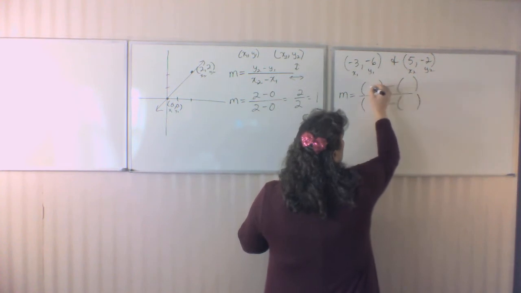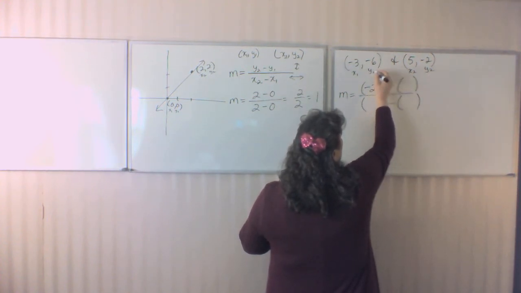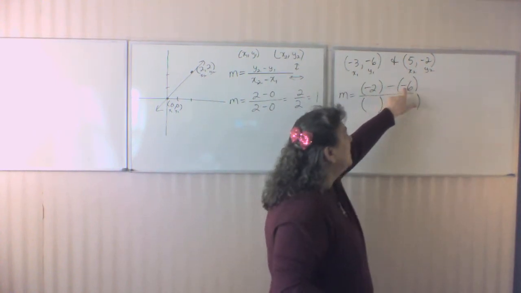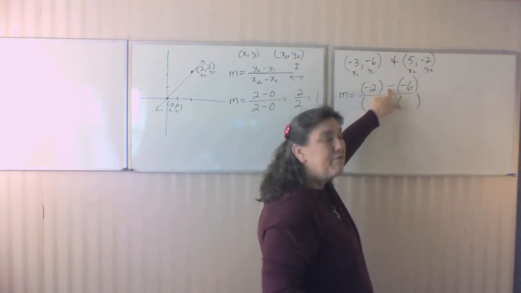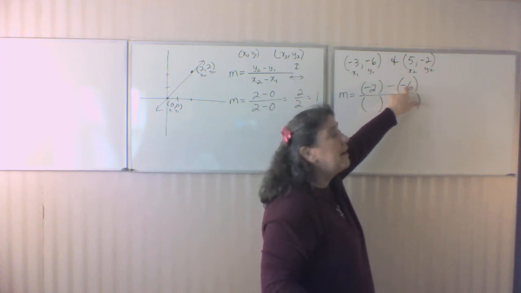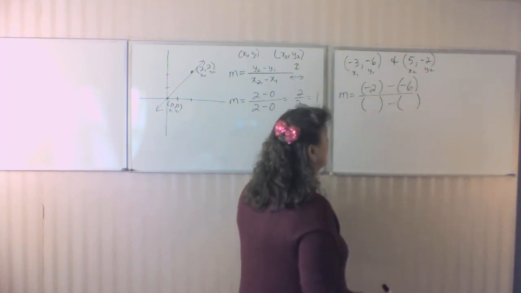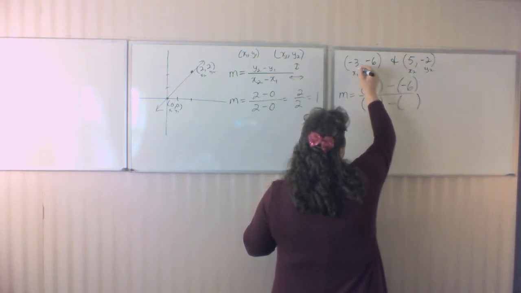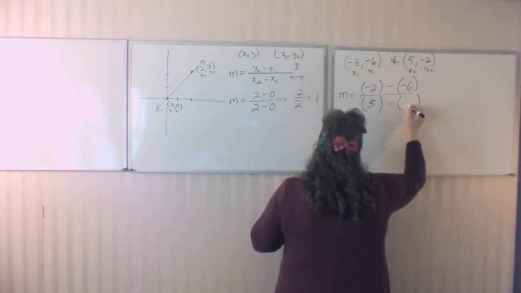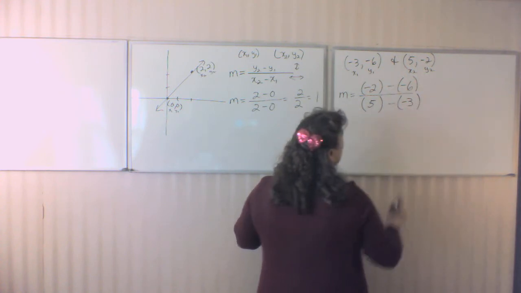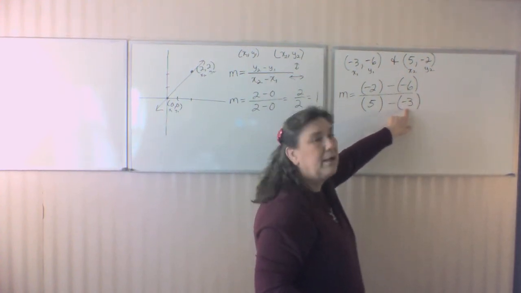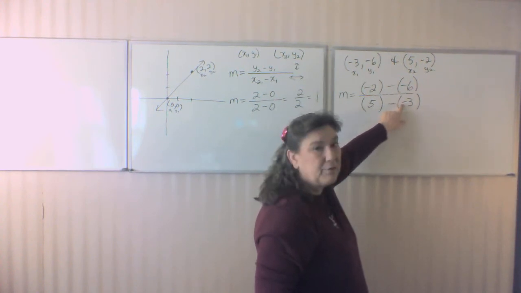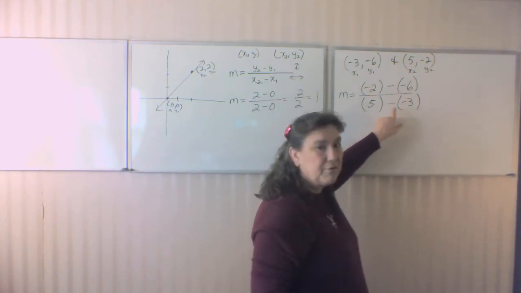Okay? So my Y sub 2 is a -2. My Y sub 1 is a -6. Notice that -6 isn't dropped off because I have a minus sign here. That's why I put my parentheses, so I would not drop it off. Now my X sub 2 is a +5. My X sub 1 is a -3. And again, notice I don't lose this negative because of that negative 3. I still have to have both of those.